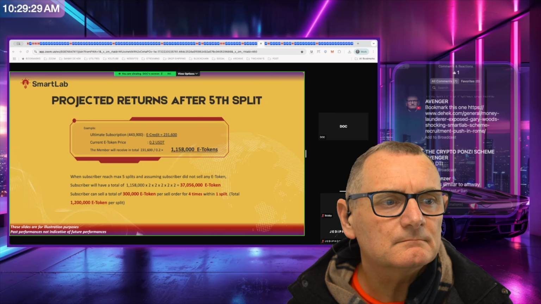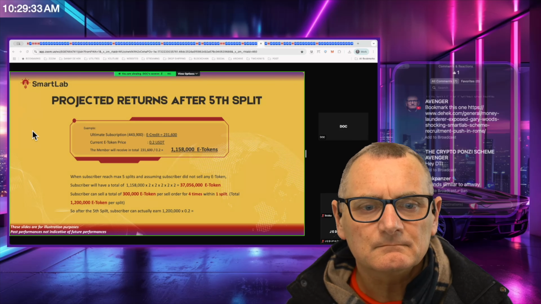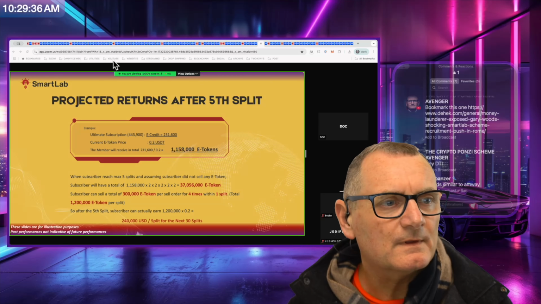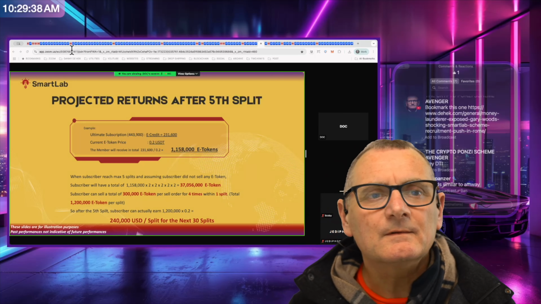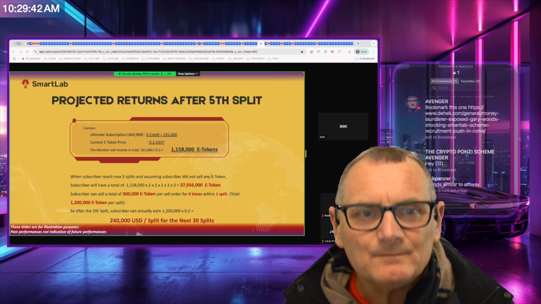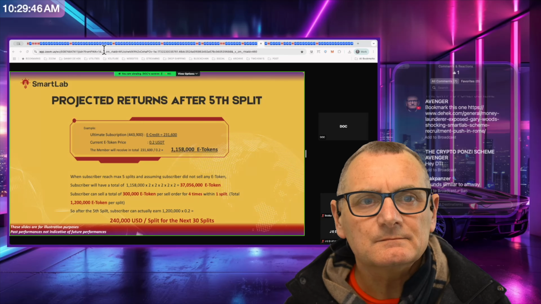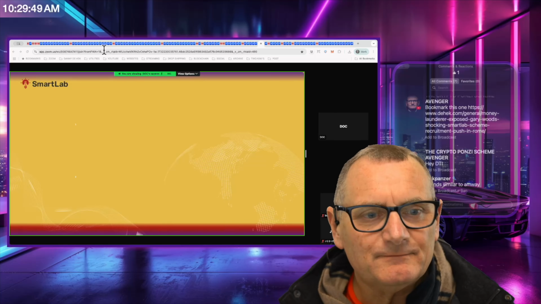Very, very generous. So after the 5th split, the subscriber can actually earn, if you go 1.2, that's 240,000 per split. 30 splits. Now these slides are for illustration purposes only. Past performance is not necessarily an indication of future results.